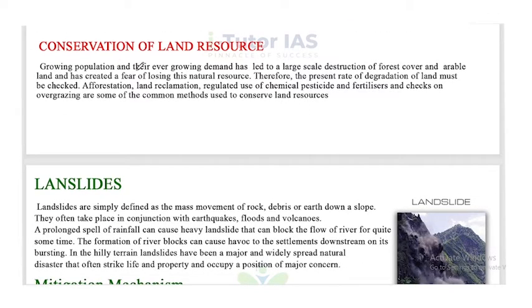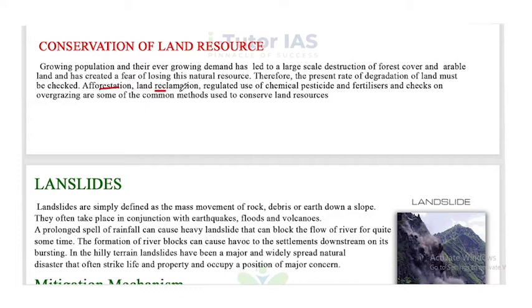Growing population and the ever-growing demand has led to a large-scale destruction of forest cover and arable land and has created a fear of losing these natural resources. So the population of our country is growing day by day. This growing population and the ever-growing demands led to a large-scale destruction of the forest and arable land, and has created a fear of losing the natural resources. Therefore, the present rate of degradation of land must be checked.